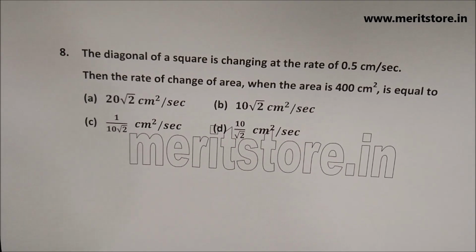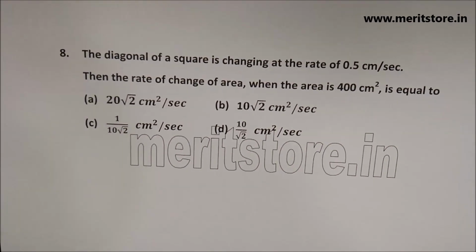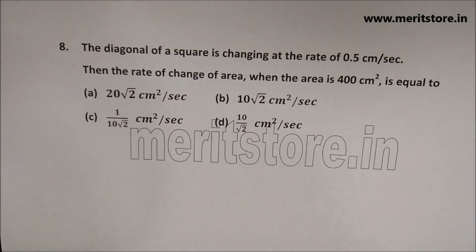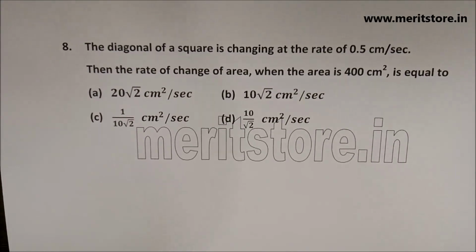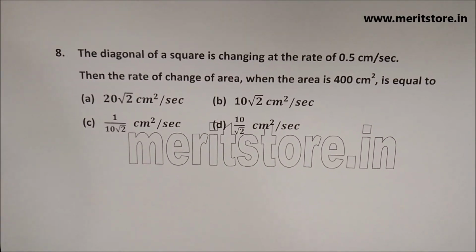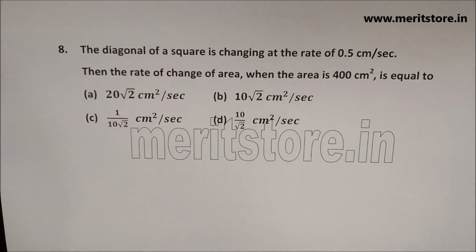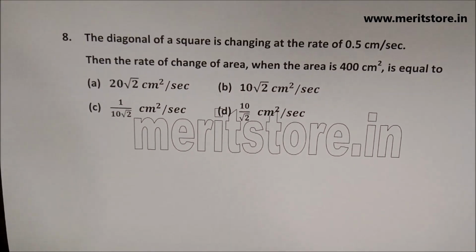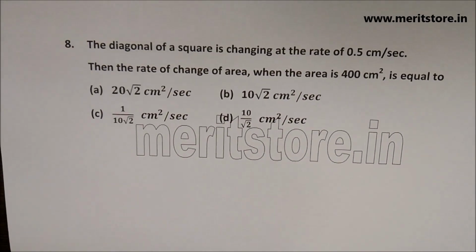8. The diagonal of a square is changing at the rate of 0.5 centimeter per second, then the rate of change of area when the area is 400 centimeter square is equal to option A 20 root 2 centimeter square per second, option B 10 root 2, option C 1 upon 10 root 2, option D 10 upon root 2.